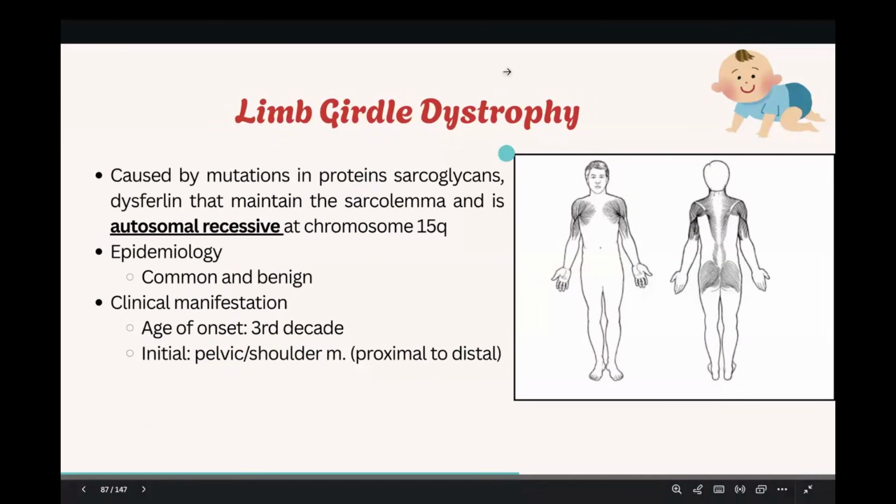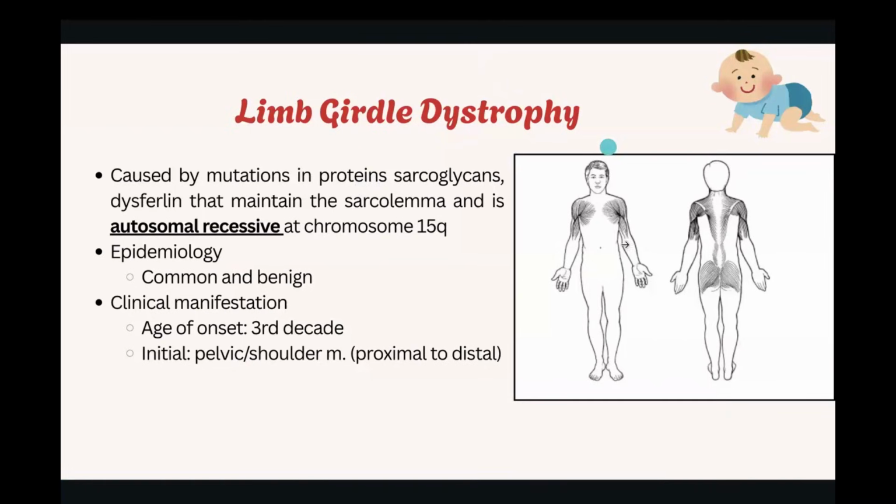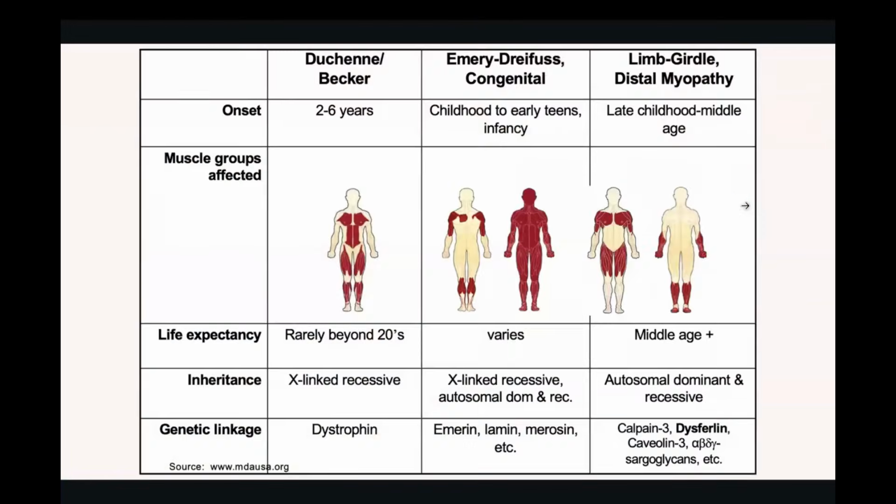We have other types of dystrophies. I don't think they're very important. You just need to see their muscle distribution. Honestly, I don't think the doctor is going to ask about this. I've just put it here for the sake of completion. So limb girdle dystrophy. It's an autosomal recessive disorder. It's usually common and benign. So initially we have the pelvic and shoulder muscle involvement, and then it progresses from proximal to distal.